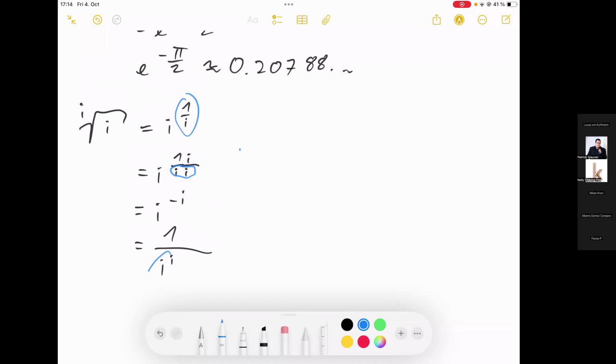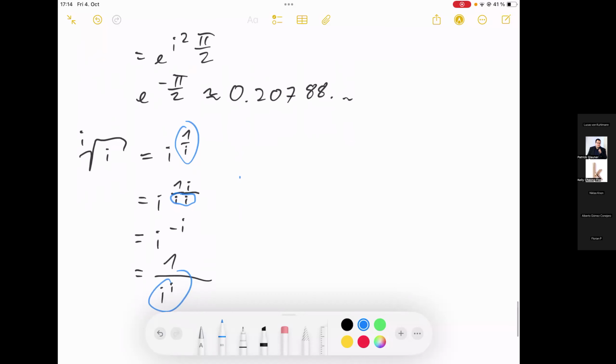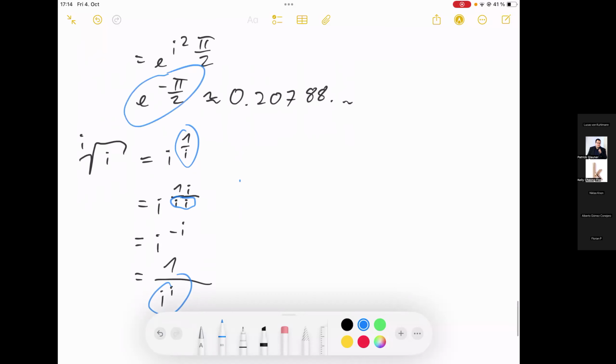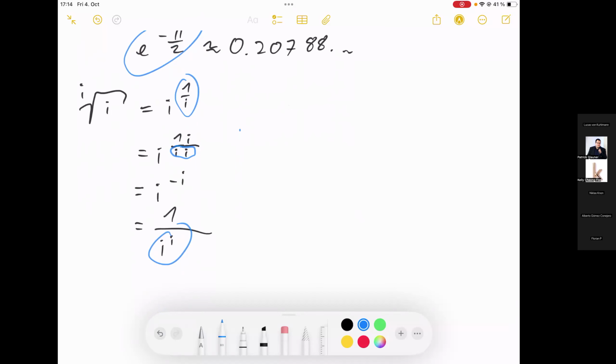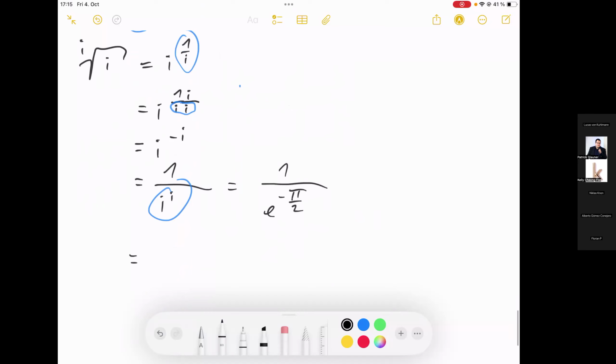And this one here, we've just calculated before because we said i to the i is e to the power of -pi divided by 2. So we can just say, well, this is 1 divided by e to the power of -pi divided by 2. And this will be e to the power of pi divided by 2. And this gives us something like 4.81048 and so forth.